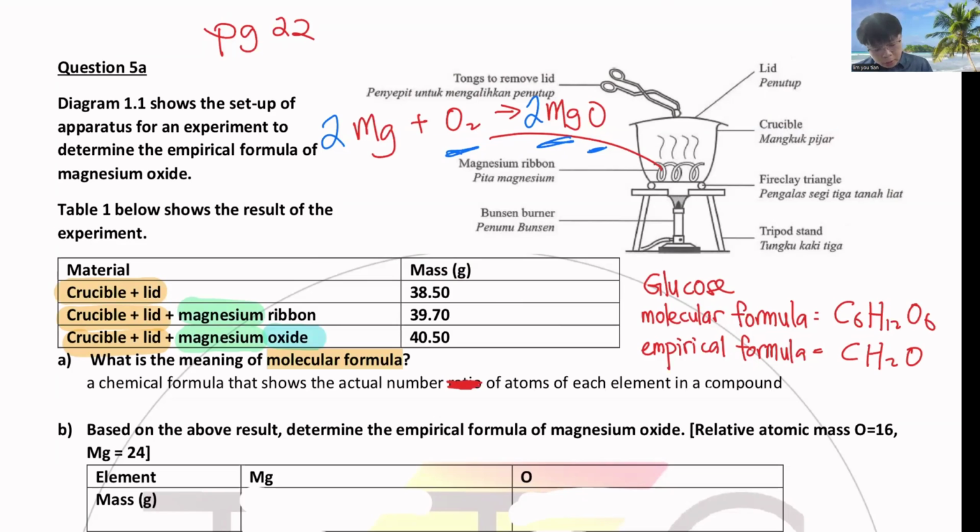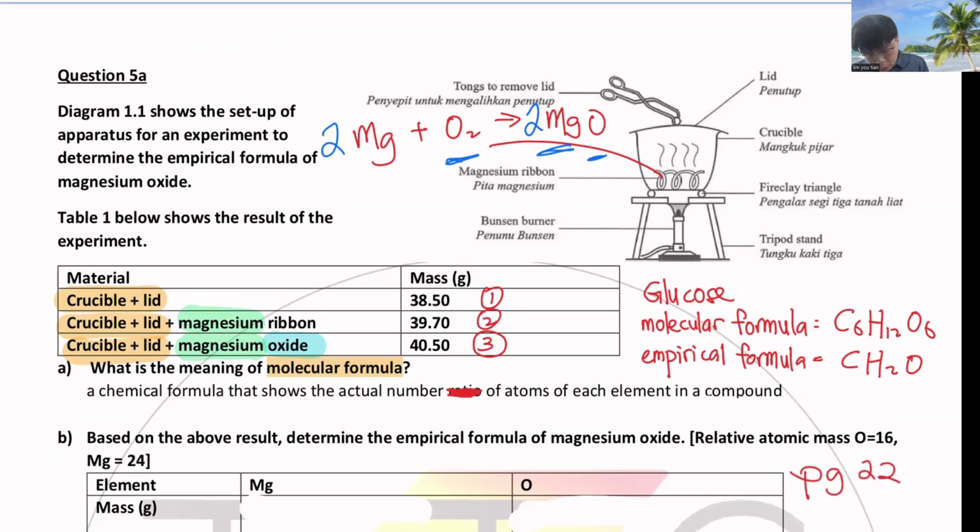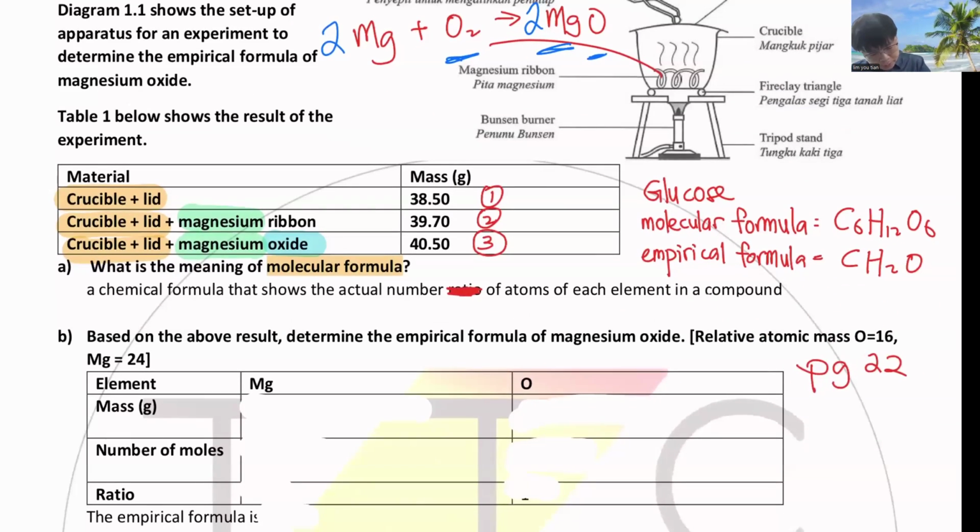In order to get your magnesium, you take number 2 minus number 1. Number 1 is crucible plus lid. Number 2 is crucible plus lid plus magnesium. So if you cancel off, you get your magnesium. Then in order to get the oxygen, you take number 3 minus number 1. So cancel the magnesium, you get your oxygen.